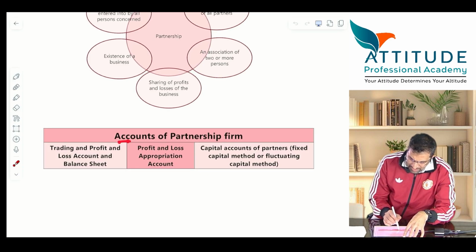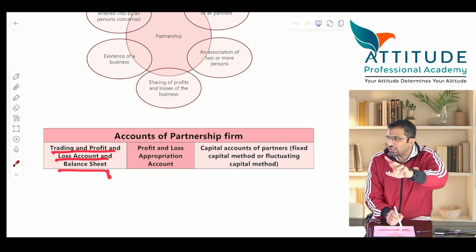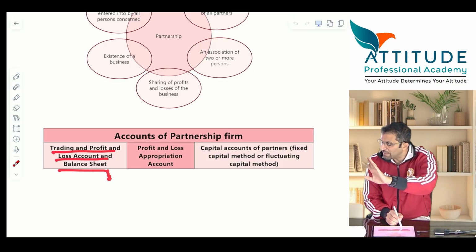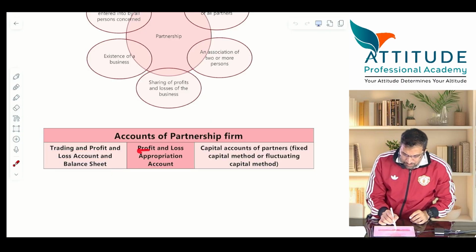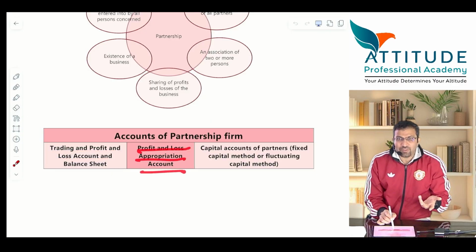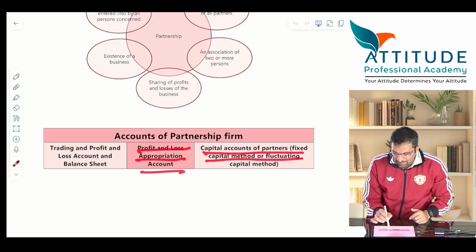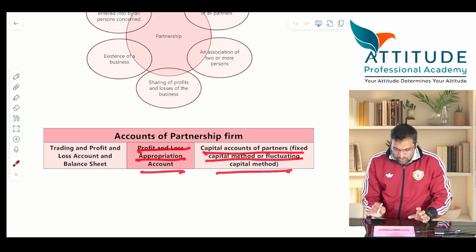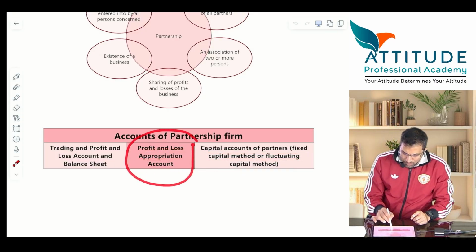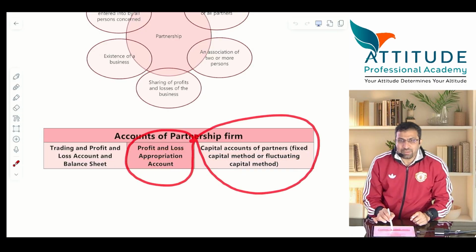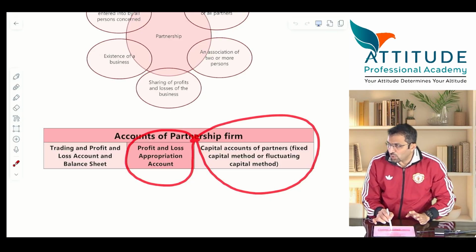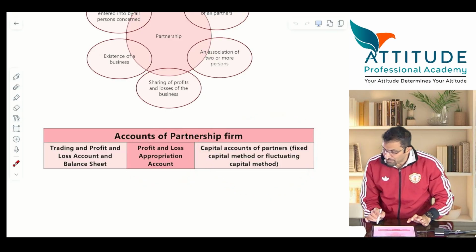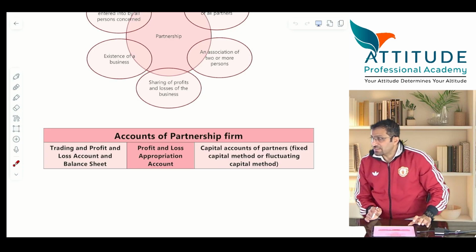As far as accounts of partnership is concerned, how to maintain the accounts, trading and profit and loss account and balance sheet are prepared by the partners. You know what is trading, P&L and balance sheet. More important is this profit and loss appropriation account. Why is this profit and loss appropriation account prepared? And apart from that, you have capital accounts, fixed capital method and fluctuating capital method. So initially I'll teach you P&L appropriation account and your partners' capital account. Both are connected. How they are connected, everything will be explained. Later on, we'll see other things.